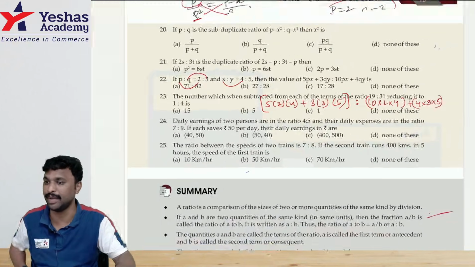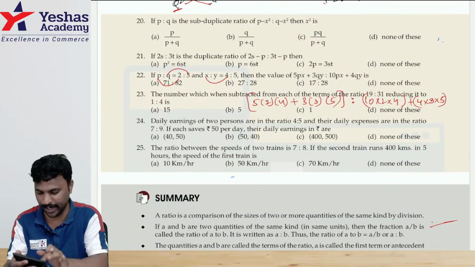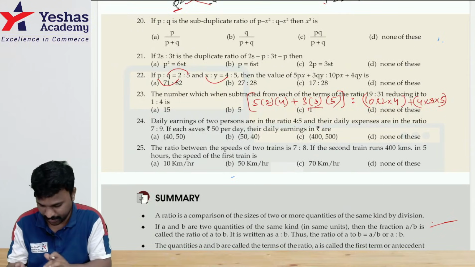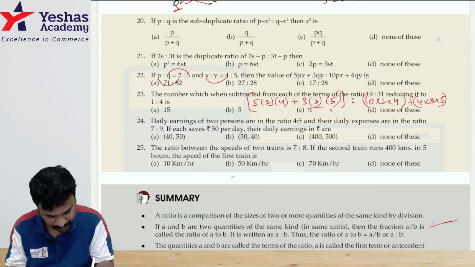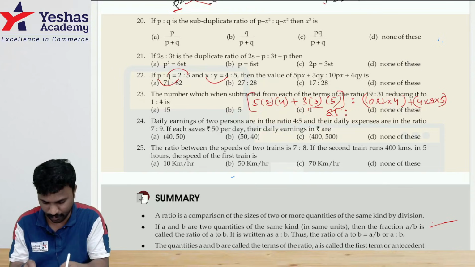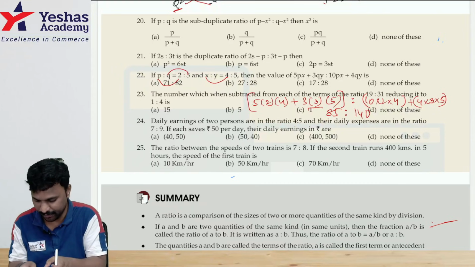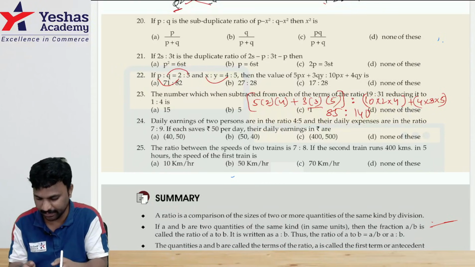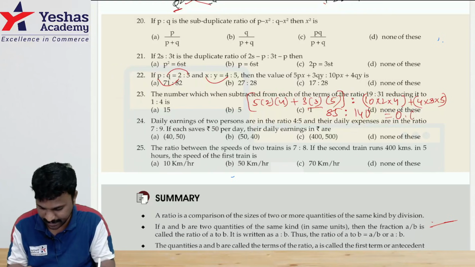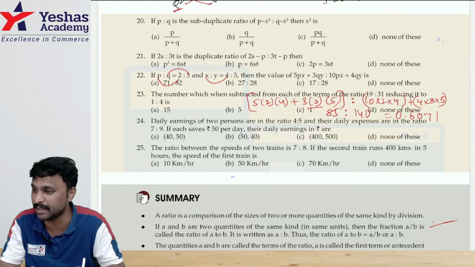Guys, just use the memory of your calculator and solve this. 5 into 2 into 4 M plus 3 into 3 into 5 M plus MRC. So 85 is the first term, and the second term is 10 into 2 into 4 M plus 4 into 3 into 5 M plus MRC. That becomes 140. Guys, 85 divided by 140 gives you 0.6071. Whichever option gives you 0.6071, that's the right answer.